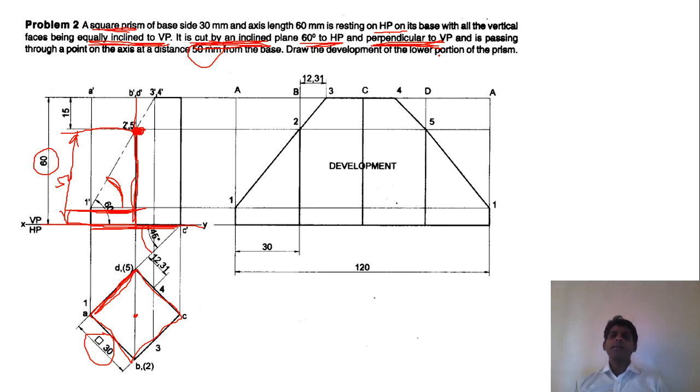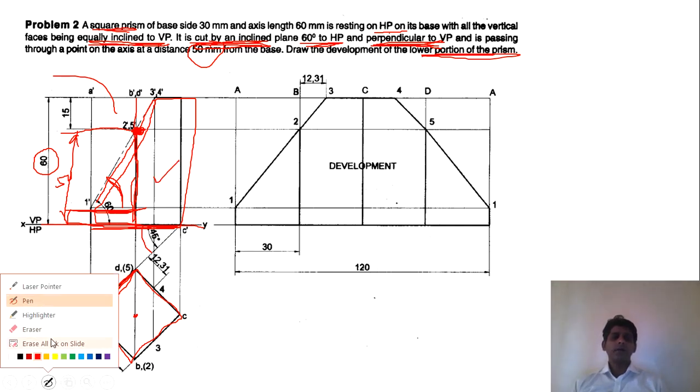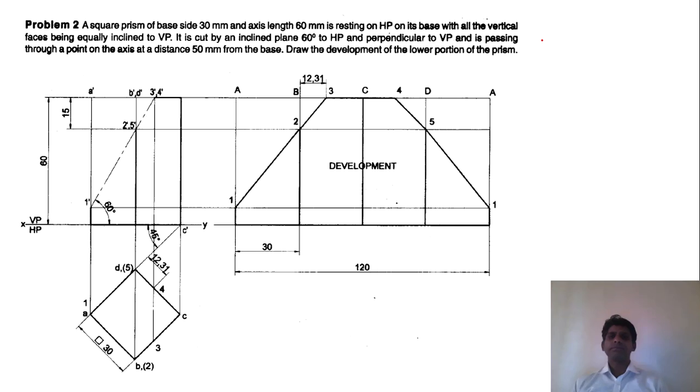And draw the development of the lower portion of the prism. Lower portion means we should consider this portion here, all of this portion here, and this upper portion will be removed and this will be retained. Okay. So let us get rid of all this ink here, and let us try to understand.